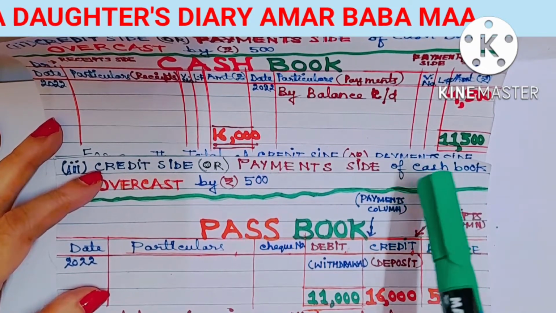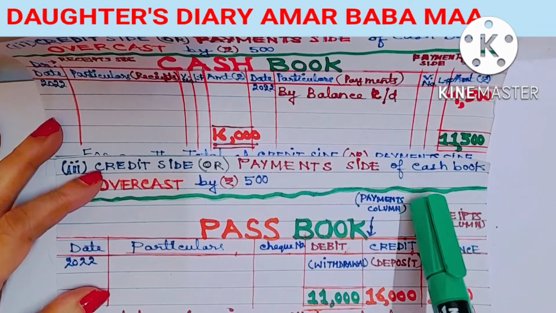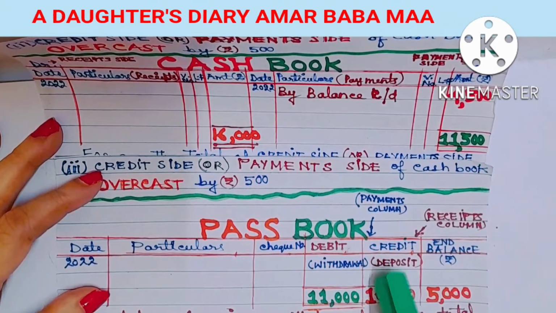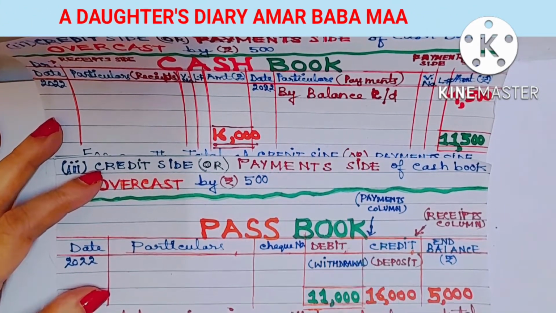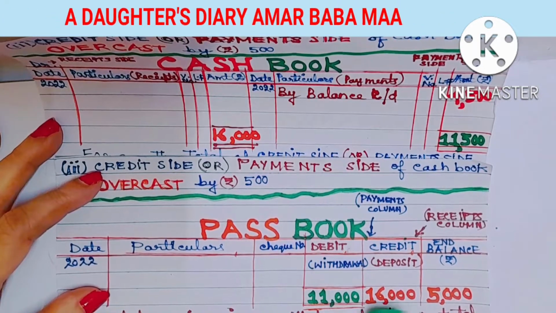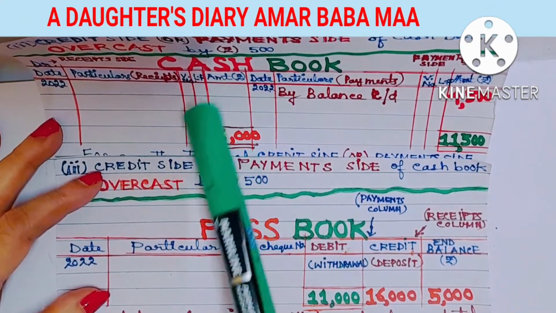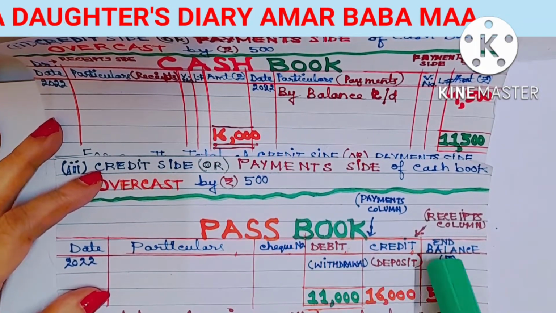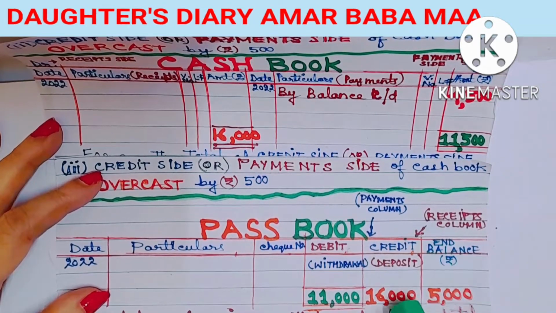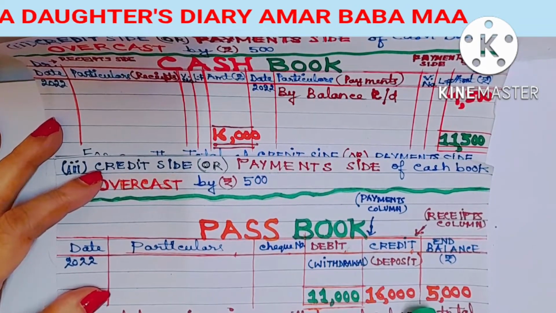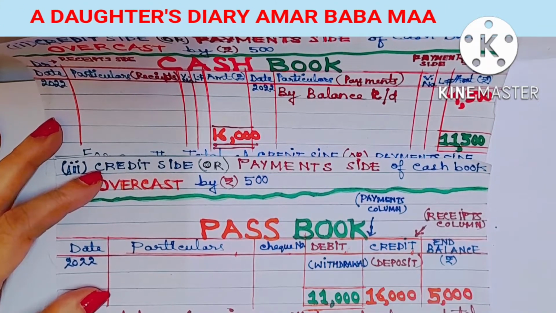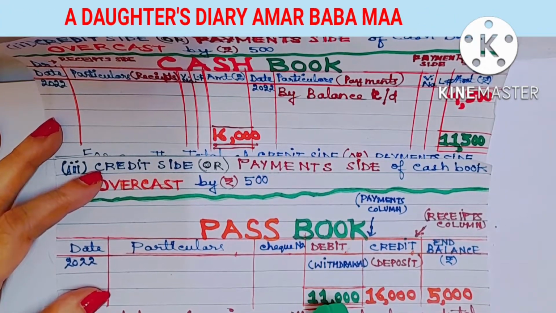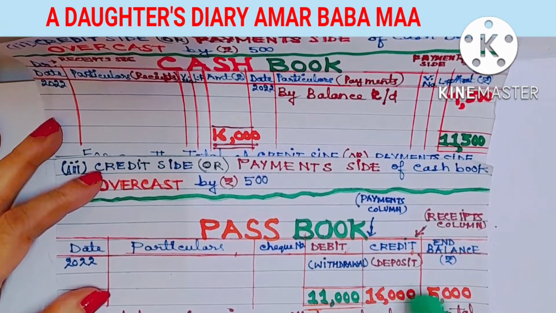Understood? But the actual total of credit side or payment side of cash book is 11,000. Okay? He has written 500 more. Understood? Whereas the debit column or withdrawal column of passbook is 11,000, which is correct. Understood? See the total of debit side or receipt side of cash book, 16,000, which is correct. See the total of credit column or deposit column or receipt column of passbook, 16,000, which is correct. So passbook balance is 5,000. How did we get this? 16,000 minus 11,000, that is, deposit column minus withdrawal column will give you 5,000.